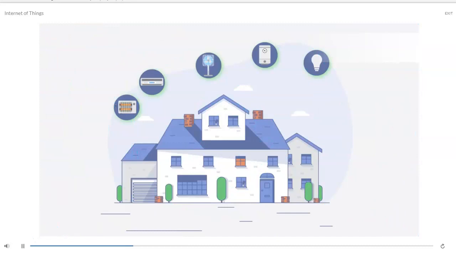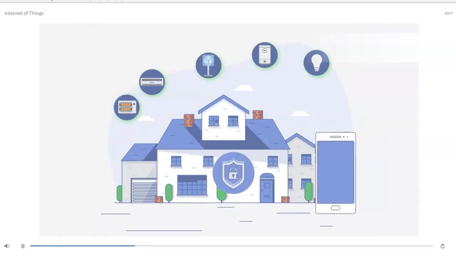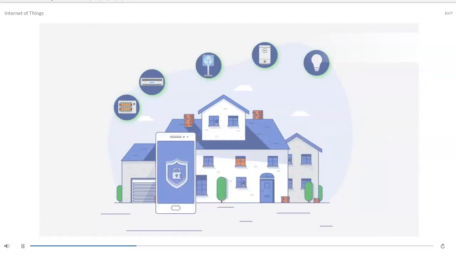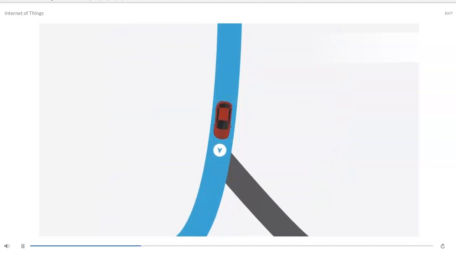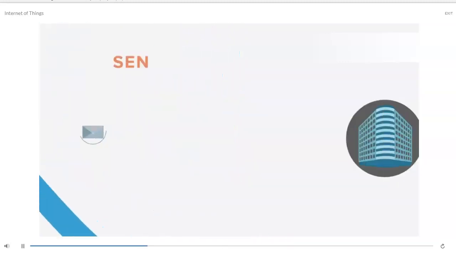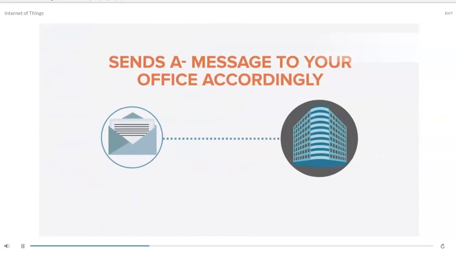When you step out of your house and lock the door, all lights, fans, geysers, and AC machines get switched off automatically. On your way to office, your car warns you about traffic congestion ahead and suggests an alternative route. And if you are late for a meeting, it sends a message to your office accordingly.